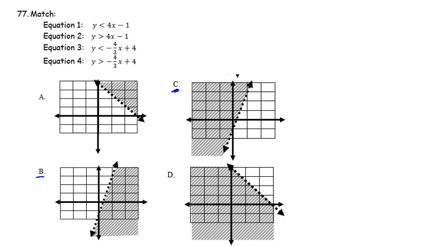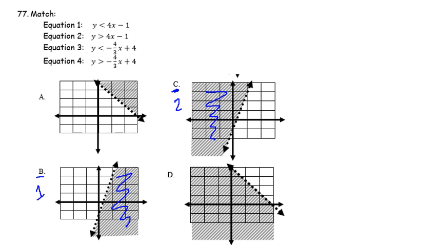Alright, so notice here that the first equation has less than. That means the shading was done below the line, and that is graph B. Number 1, the shading is below. On graph C, the shading is above, so that's going to be the greater than, which is 2.